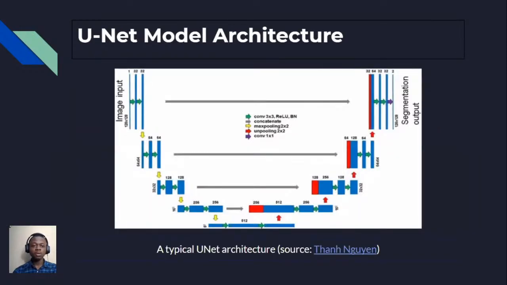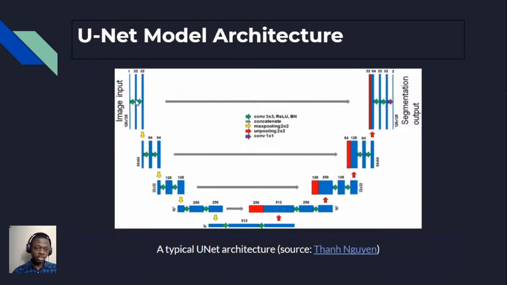So like I said, we have the U-Net model architecture. The U-Net model architecture is actually a CNN model architecture that is mainly used for image segmentation problems. It is composed mainly of convolutional layers and max pooling layers. The reason why it's called a U-Net is because of the shape of the model. This particular architecture can be divided into two sections: the contracting part and the expansive part.